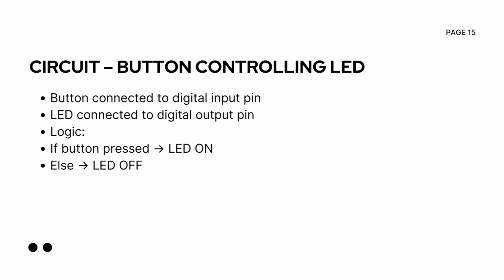To set up the circuit, we can glow the LED using the setup. The circuit works like this. The button is connected to digital pin 2. The LED is connected to digital pin 13. When the button is pressed, Arduino receives high and turns the LED on. Otherwise, it stays off.